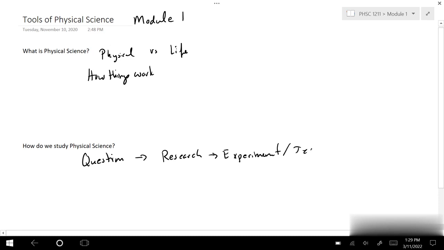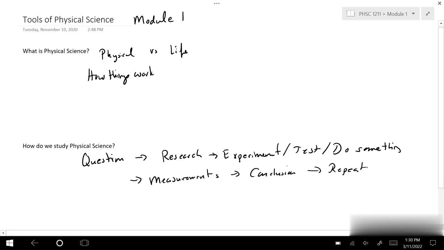So you're going to experiment, you're going to try things out, you're going to test things. So you're going to do something. And you're going to do measurements. And then you're going to come up with a conclusion. And then you're probably going to repeat over and over again. Okay, so really, things never come to an end when you do a research project, because somebody else will pick it up, or you may want to change it a little bit.